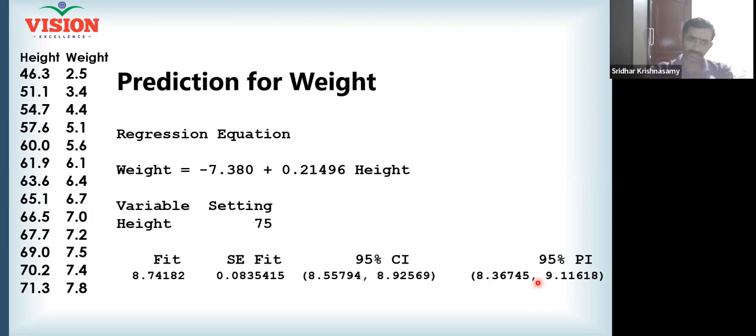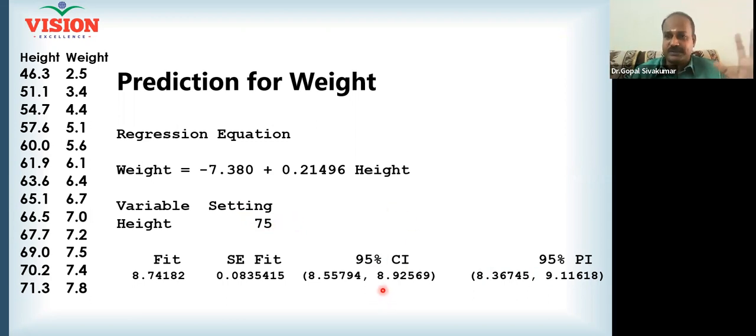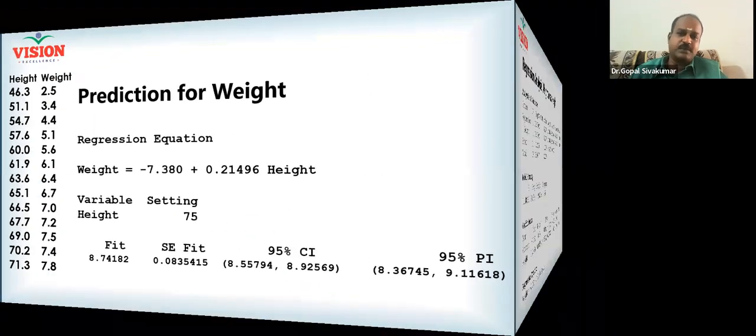Suppose you are lucky enough to see multiple babies, 3 or 4 babies having a height of 75 centimeters, then take the average weight. That average weight will now fall in your confidence interval, right? So this is the meaning of confidence interval and prediction interval.